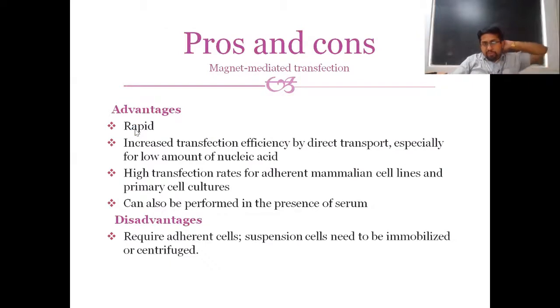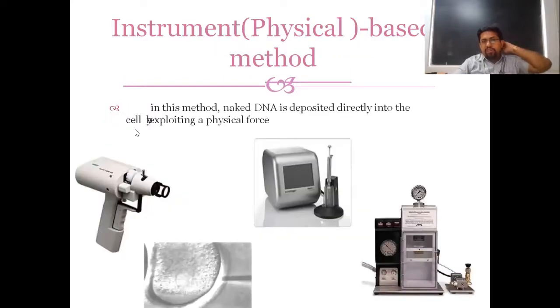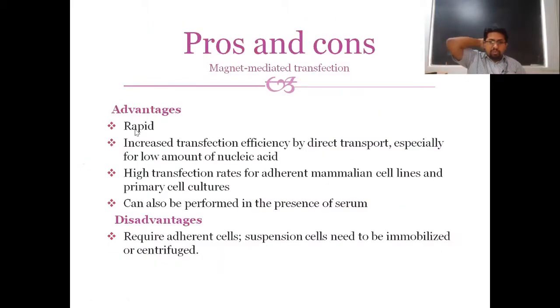In this case, it is very rapid. The efficiency of transfection is very good. There are high efficiency rates for adherent cells, primary cells can also be used for this, and it can be performed in the absence of serum also. So the main principle involved over here is only the use of a magnetic force, which will force your target DNA to enter a certain cell. Disadvantages: it requires adherent cells. Suspension cells are difficult to transfect using this method.